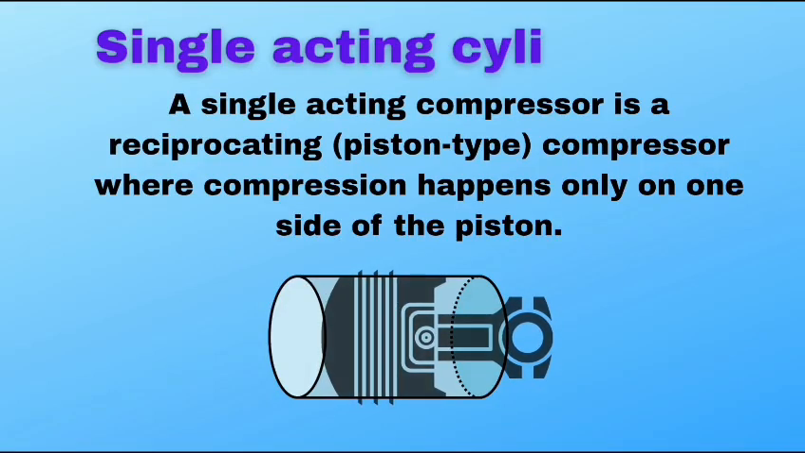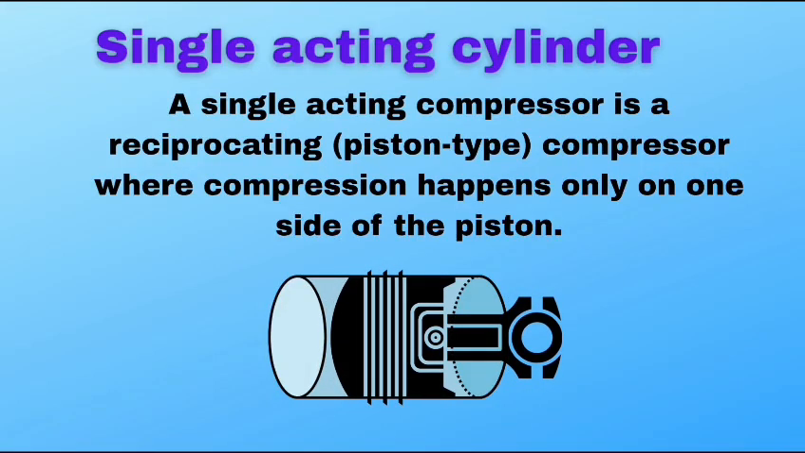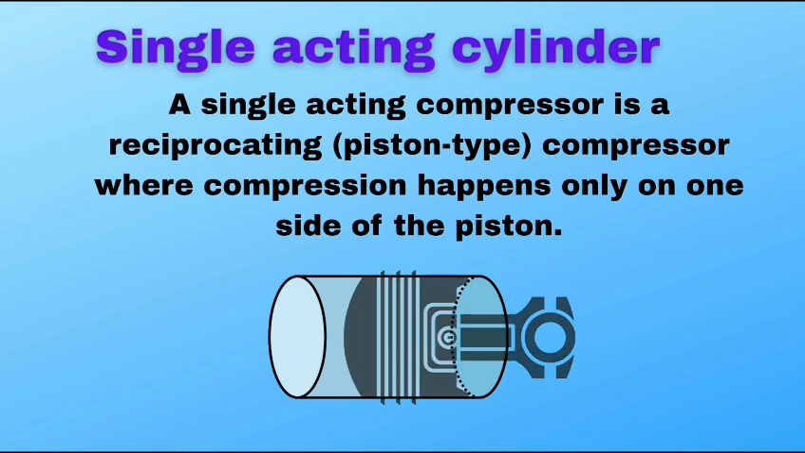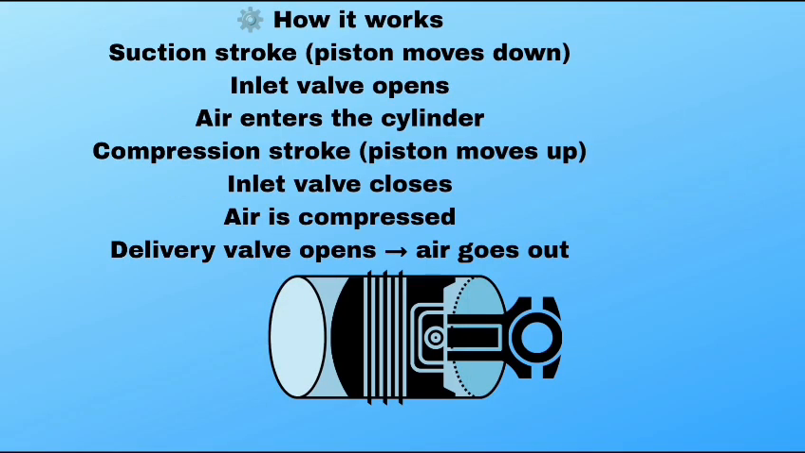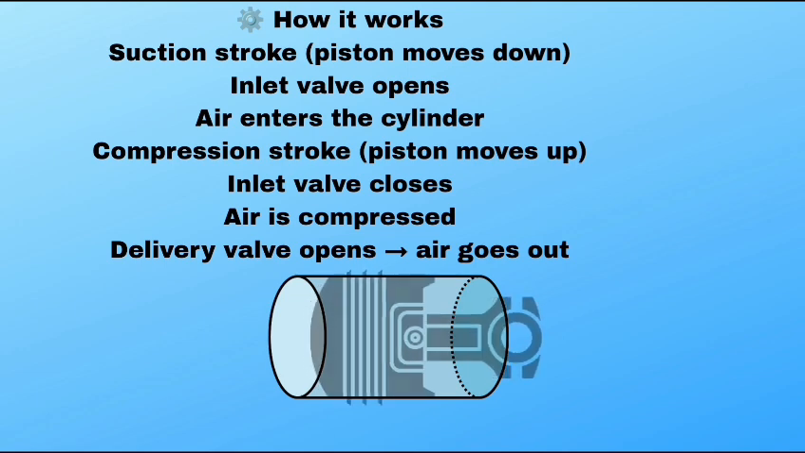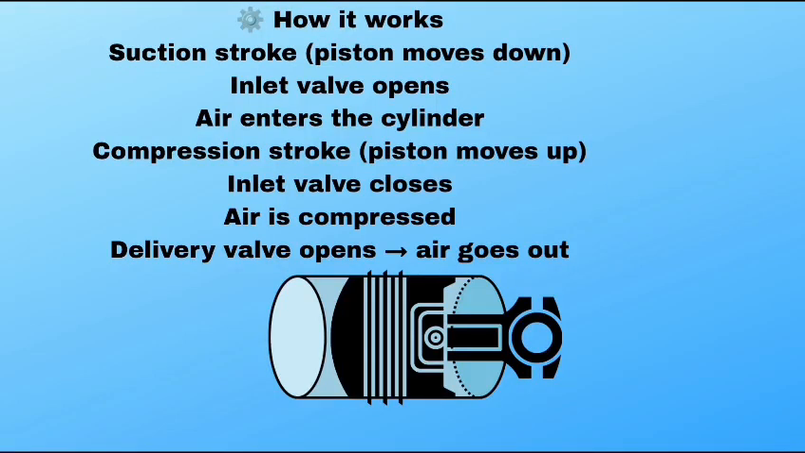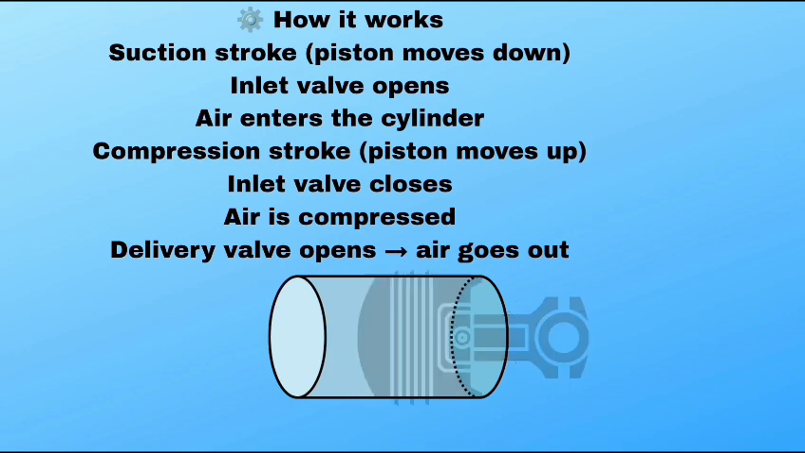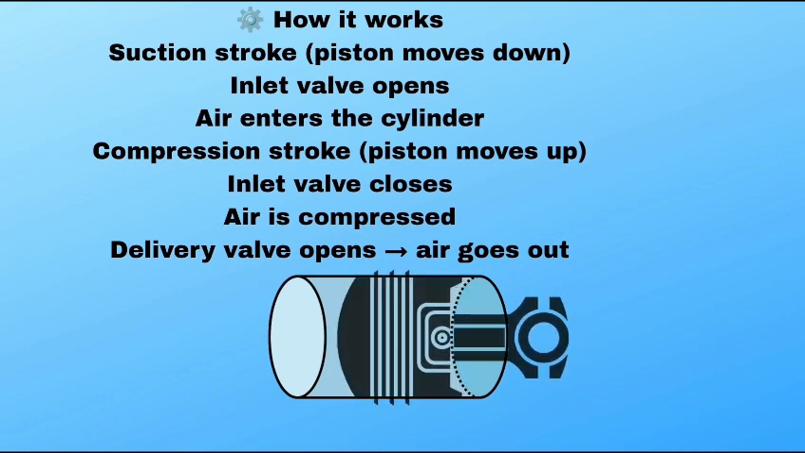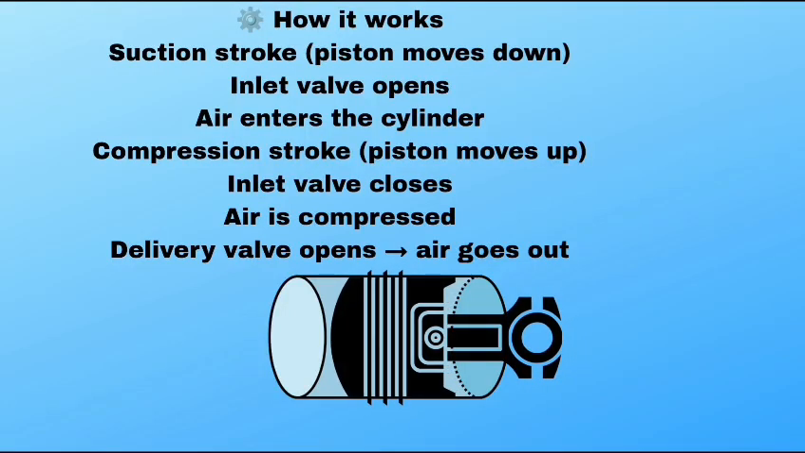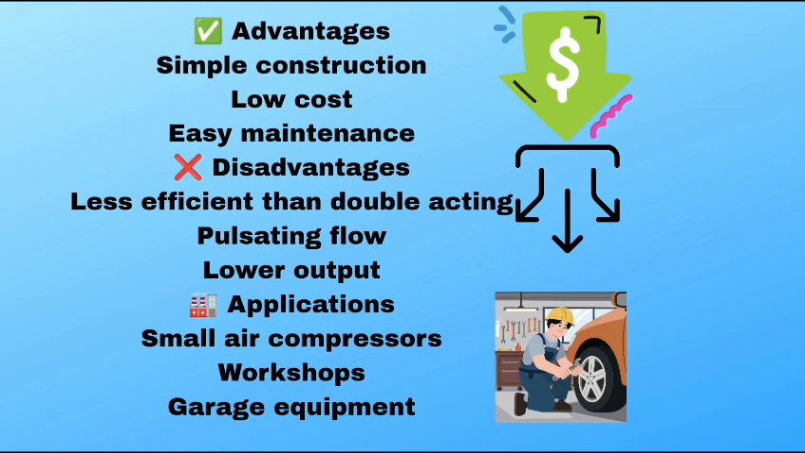Single acting compressor. A single acting compressor is a reciprocating piston type compressor where compression happens on only one side of the piston. Working principle: in the suction stroke, the piston moves downward, the inlet valve opens, and air enters the cylinder. In the compression stroke, the piston moves up, the inlet valve closes, the air is compressed, and the delivery valve opens, and the air goes out. Advantages of a single acting compressor: simple construction, low cost, and easy maintenance.